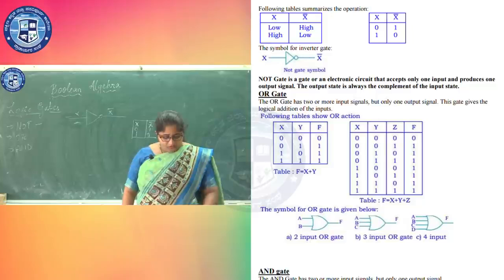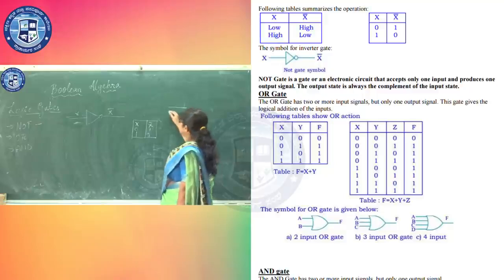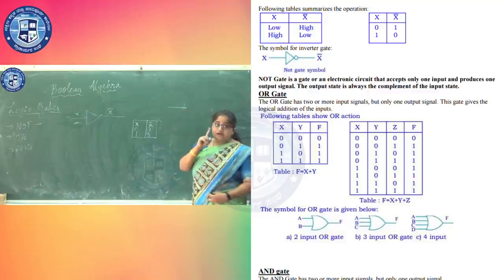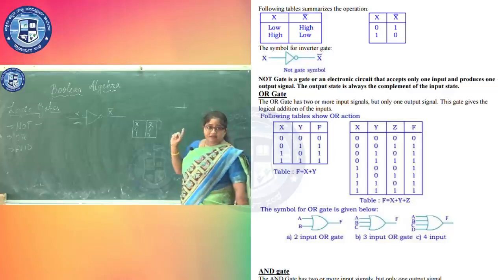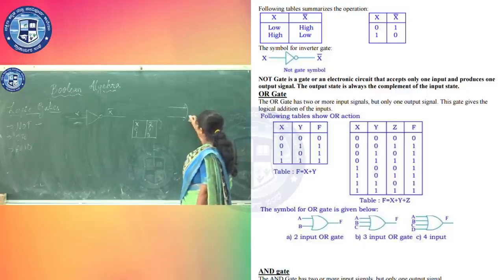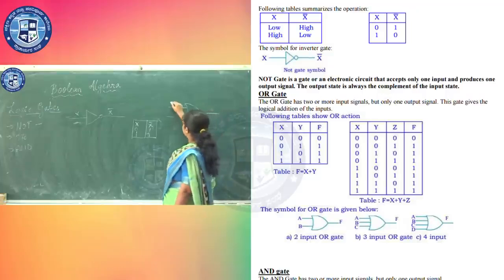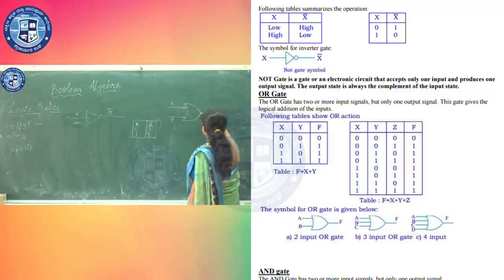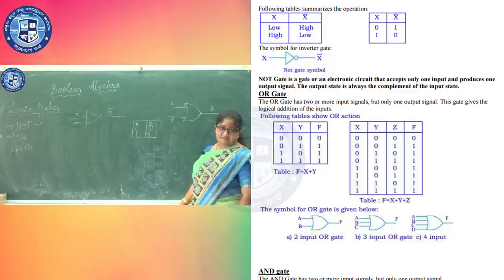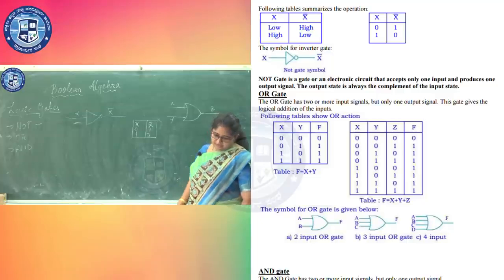Next, we shall come to the OR gate. You cannot have only one input now. OR is a binary operator, so you will have to have two inputs here. This is the symbol for the OR gate. This can be x, this can be y, and this is the resultant coming out. You will have two input values and only one output value.